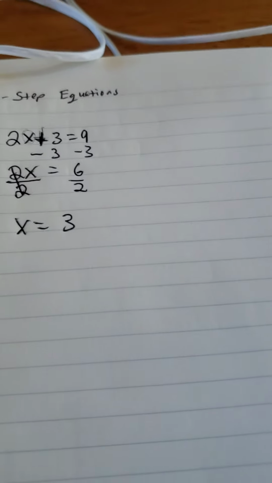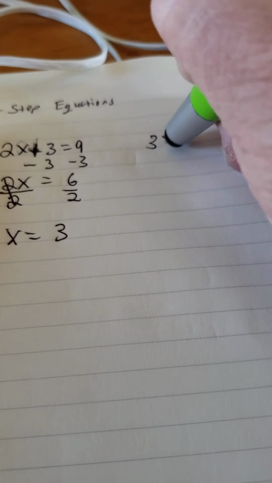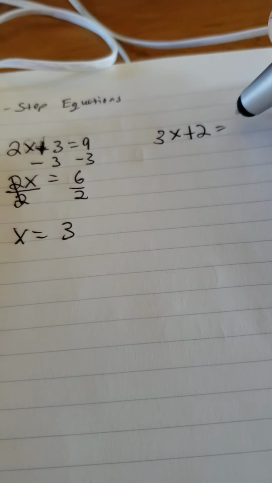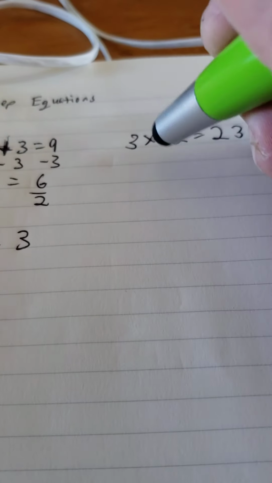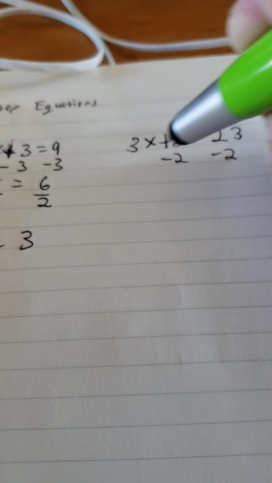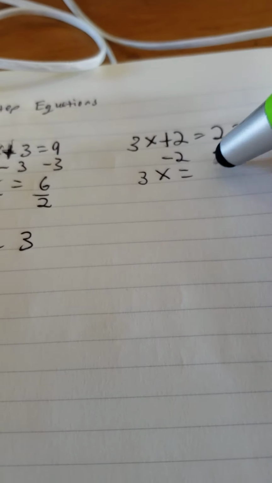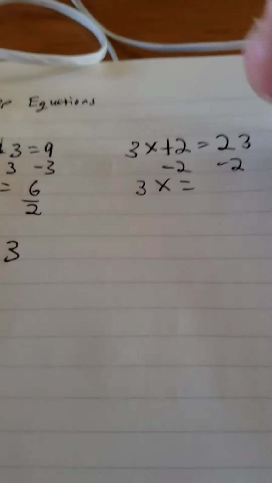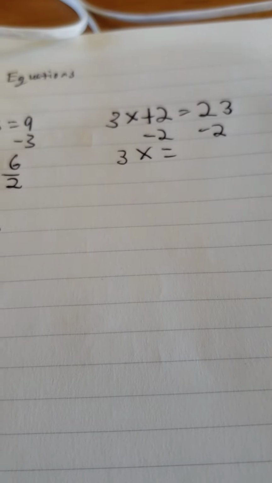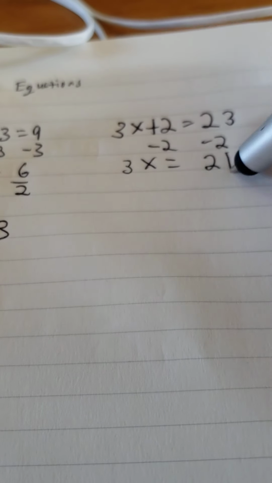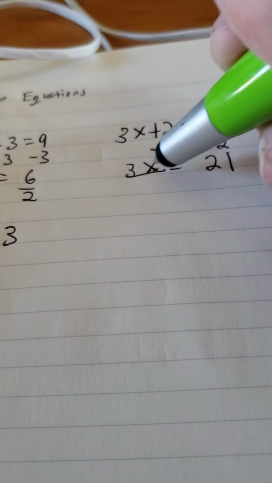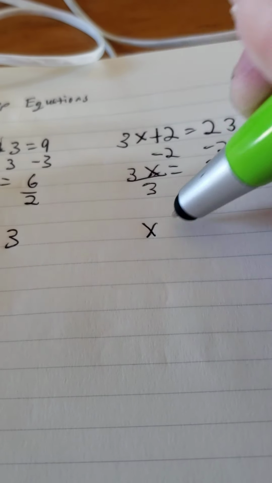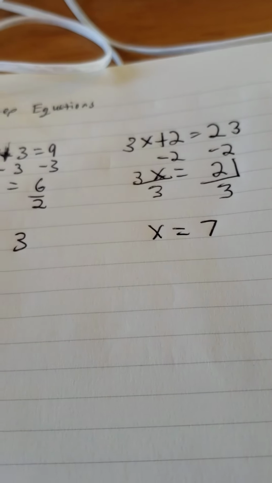Okay, so let's try another one. 3x plus 2 equals 23. This isn't too bad either. We do the exact same thing. We're going to subtract 2 on both sides. It gives me 3x equals 23 minus 2, which is 21. And then to isolate the variable, the x, to get it by itself, I divide by 3 on both sides. I get x equals 7. That simple. So let's work our way up to something a little bit harder.